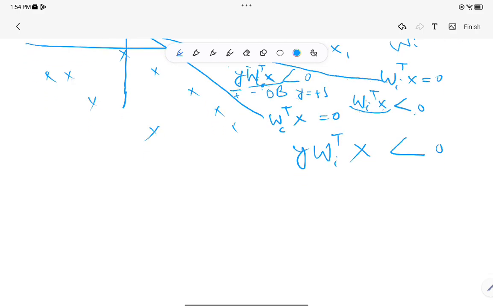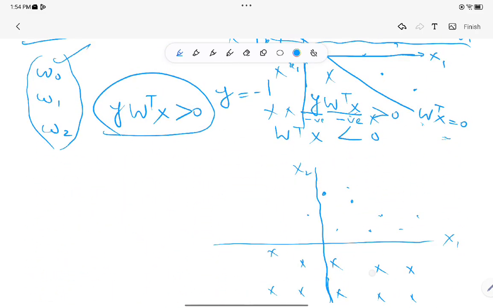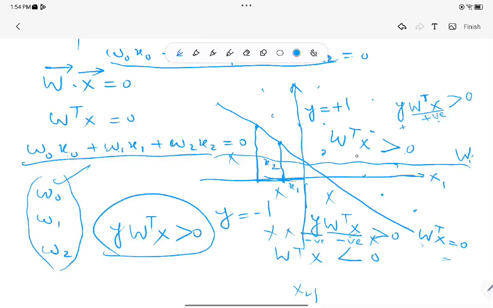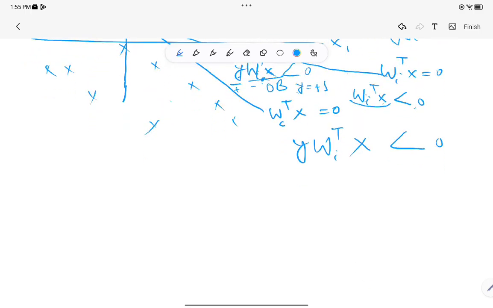Being less than 0 means that it is an incorrect line, because for the correct line this quantity is greater than 0 on both sides. As we calculated here, it is greater than 0 here, greater than 0 here. Do it and you can experience it. Now this is less than 0, so we now have this condition that we can impose upon our w.